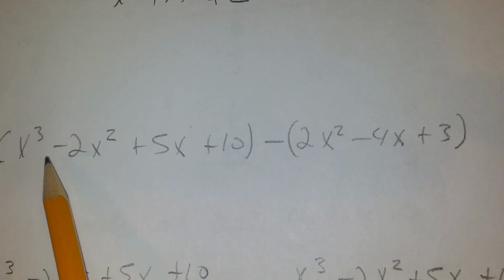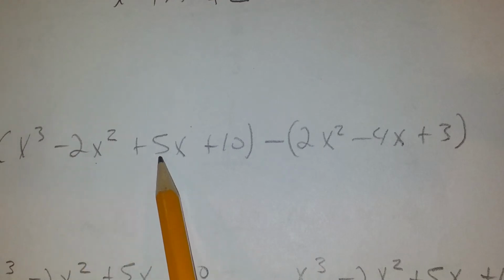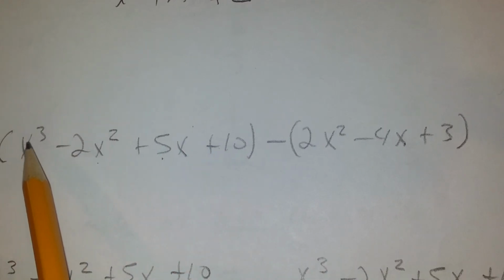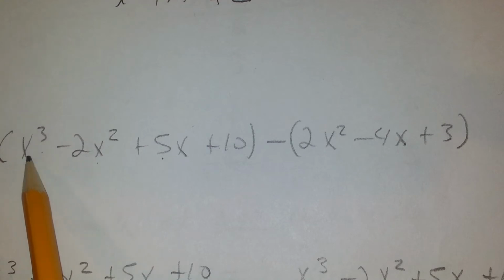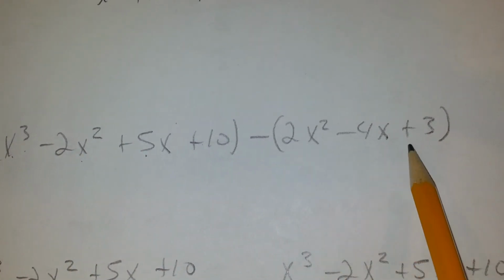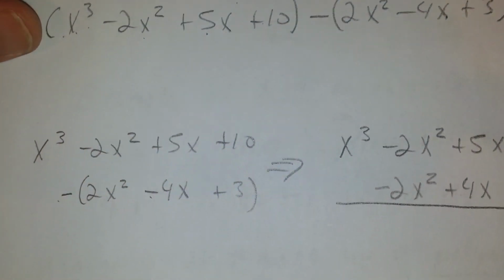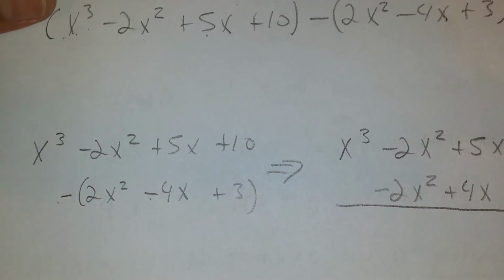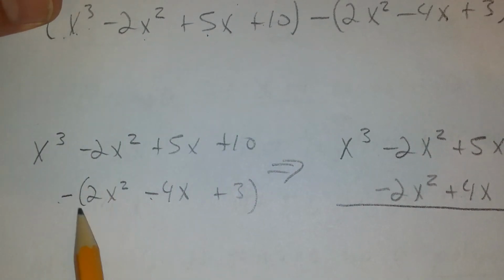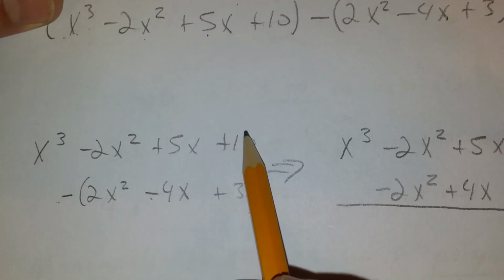I've got x cubed minus 2x squared plus 5x plus 10, standard form, third degree polynomial, leading coefficient 1. Minus this right here, 2x squared minus 4x plus 3. This is what I don't like doing. I don't like setting up minus this because now, when you subtract, it all lines up.